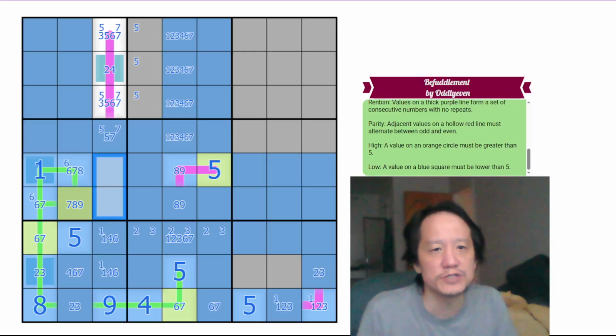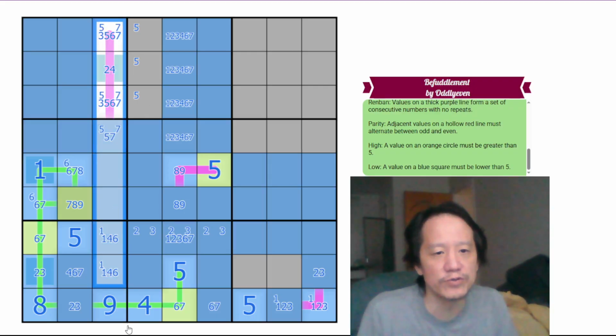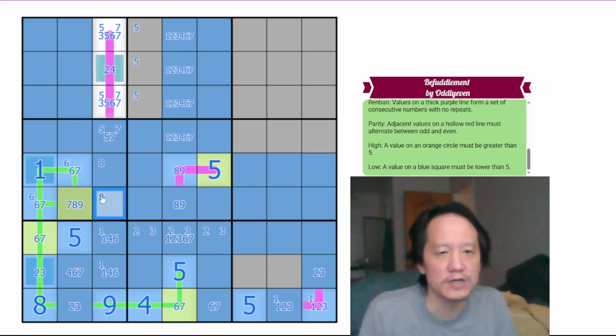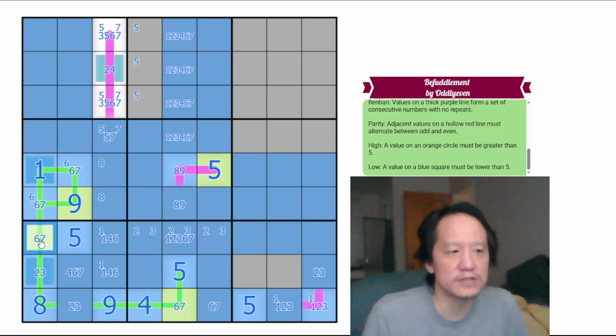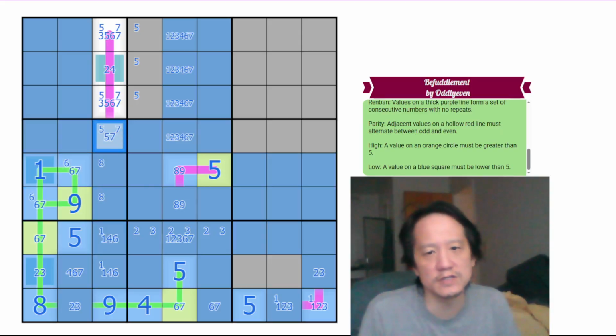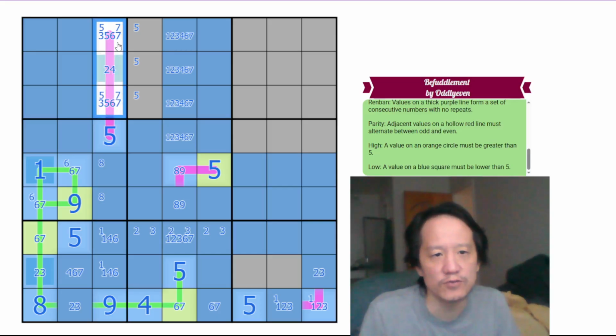Where's the 8 in row 3? It must be here, which means this can't be 8. This becomes a 6, 7 pair, which forces this to be a 9 doubled. So this is a 6, 7 pair. 7 can be next to 6 doubled, so that's fine. 6 can be next to 7 doubled, that's fine. The 6, 7 pair eliminates 6 and 7 here, so this is 5, which means this can't be 5 here.